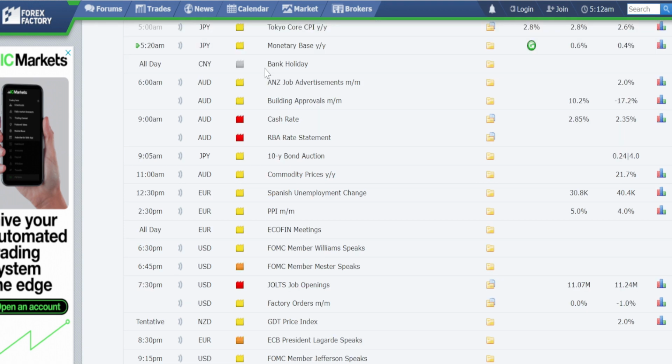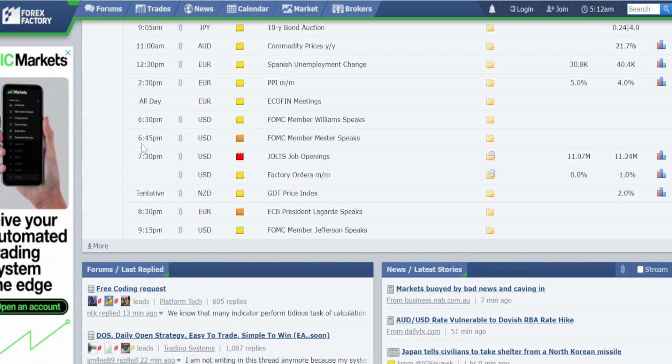We have Chinese bank holiday. At 9 a.m. we have high impacting news planned for Australian dollar related currency pairs. At 6:45 p.m. we have medium impacting news for US dollar related currency pairs, followed by which at 7:30 p.m. we have high impacting news planned for US dollar related currency pairs, and at 8:30 p.m. we have medium impacting news planned for euro related currency pairs.